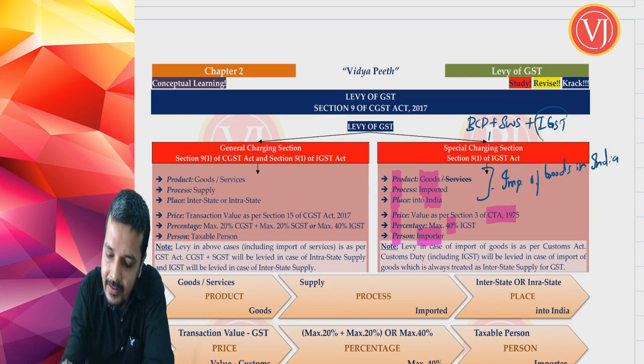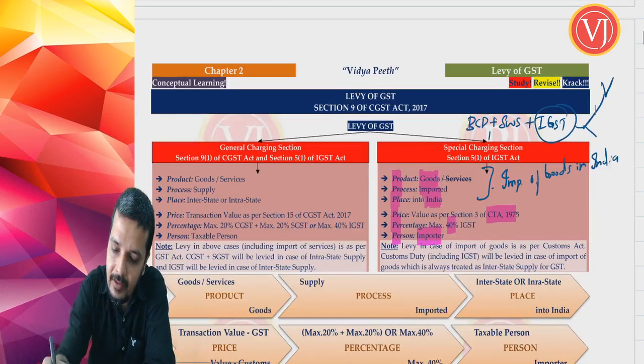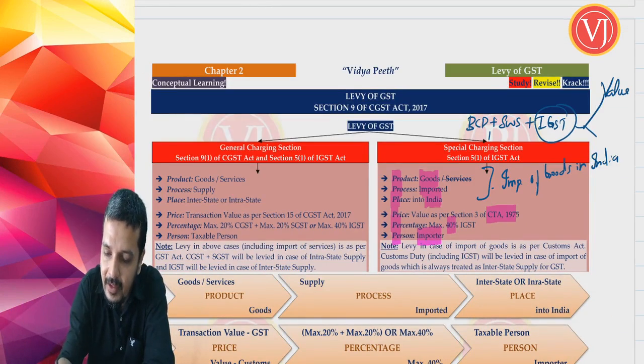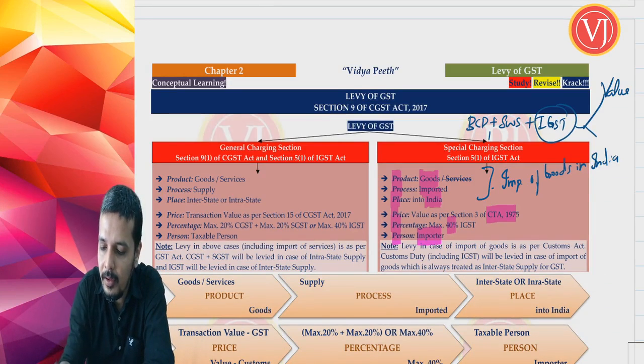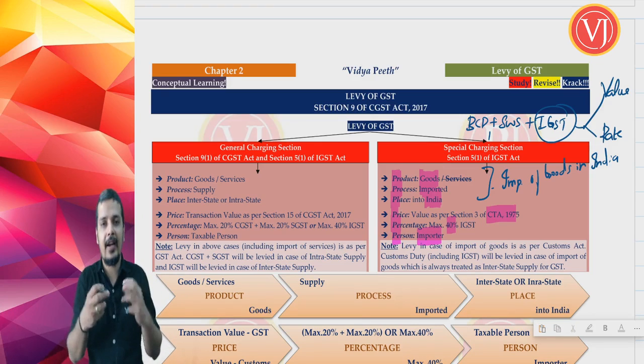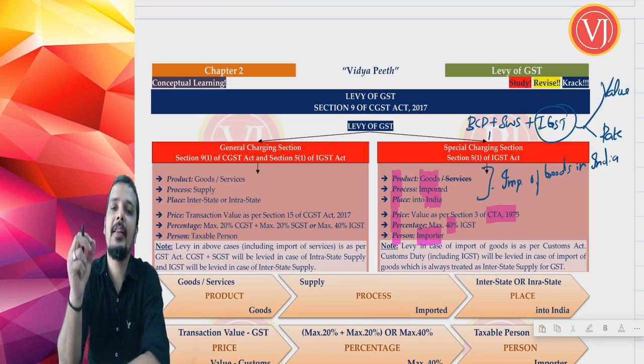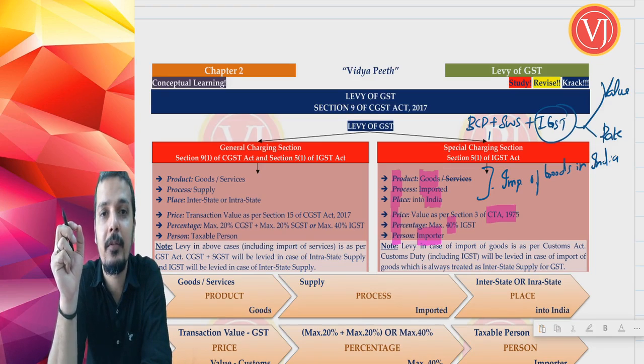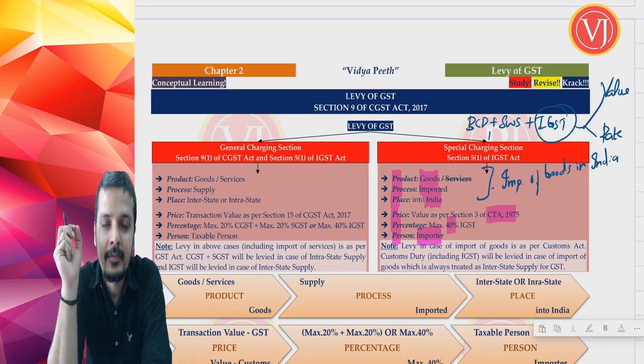And for IGST, if at all you are talking about value for IGST, the value will be by virtue of the Customs Tariff Act. And when you talk about the rate, whatever rate is applicable on the domestic goods for that item, the same rate will be there for the IGST portion of customs duty when the same item is imported. I'll repeat it.